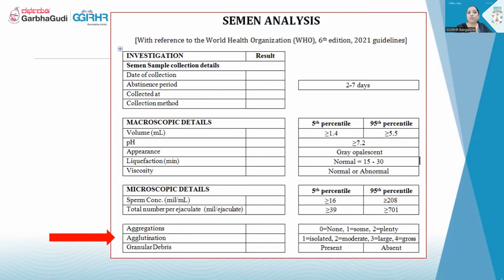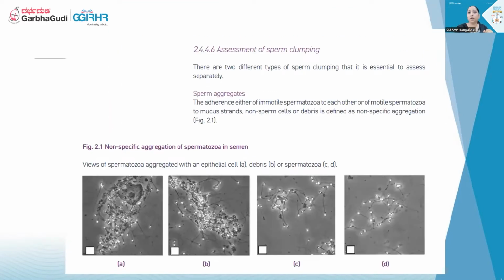Then moving on, we have aggregation, agglutination, and granular elements, which are apart from the sperm. Once you have done counting and seen the sperm motility, you also have to note down certain other elements in the sample. This is something called sperm clumping, and there are two different types that we need to assess. You'll have sperm aggregates. These are immotile sperm that have been attached to each other, or to a mucus strand, or any other debris or non-sperm cell, and they do not have any specific aggregation. That is assessed as sperm clumping.